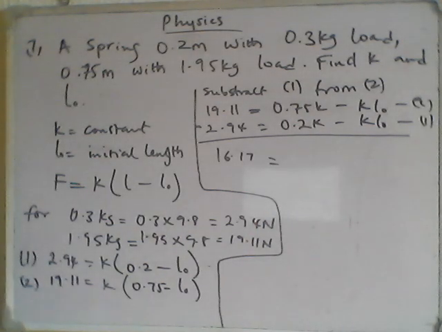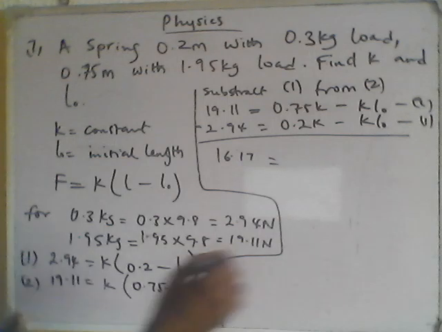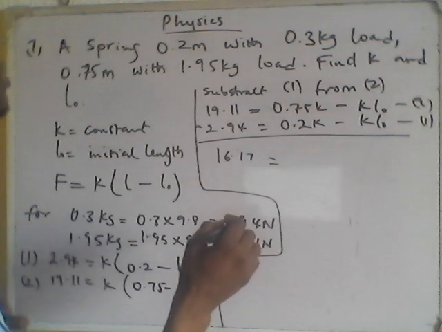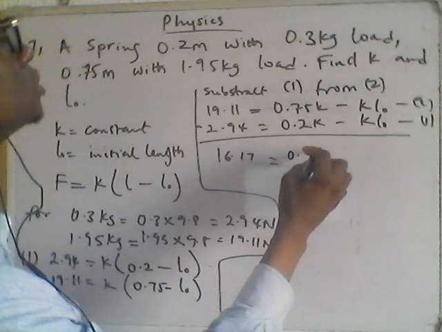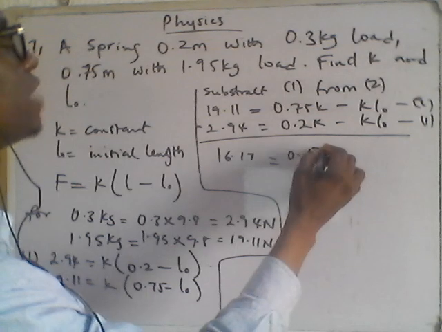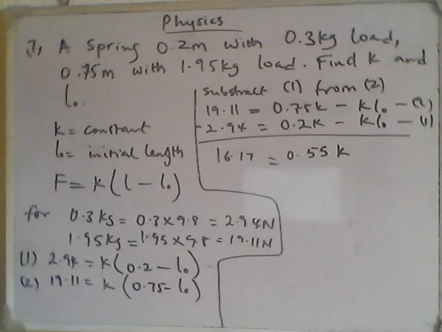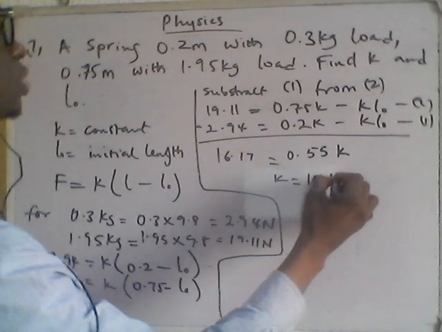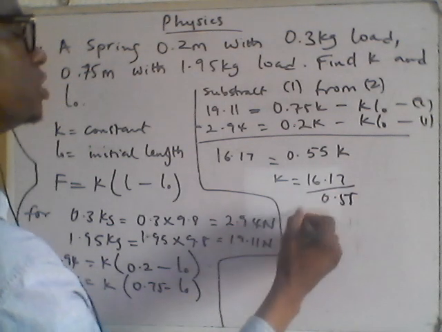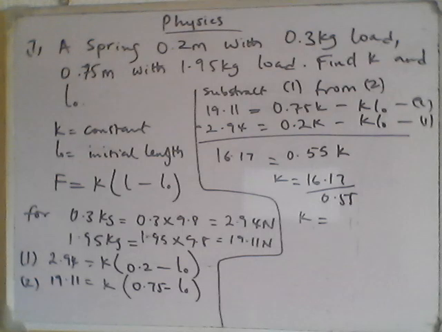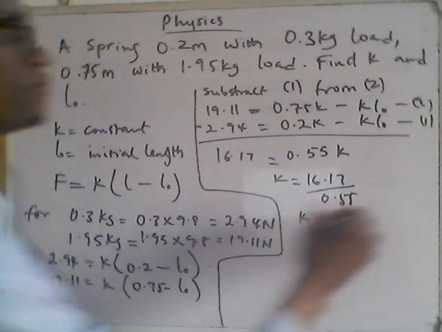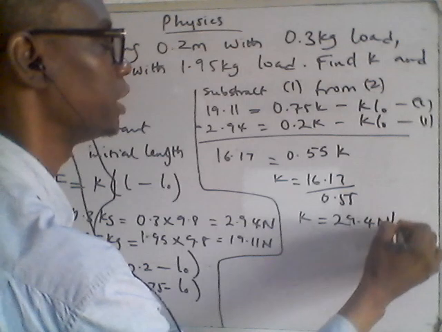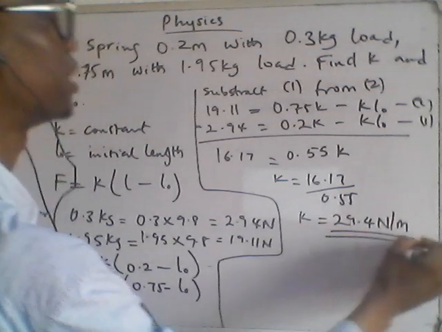I'll be getting 0.55K. So I can make K the subject of the formula. K will now be 16.17 over 0.55. So K, the constant of proportionality, is 29.4 Newton per meter. So I've gotten one of the parameters, K.